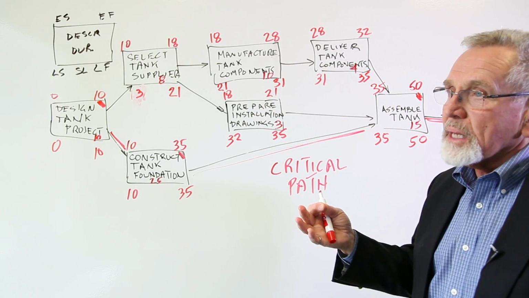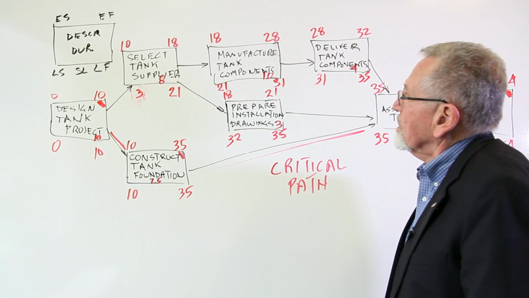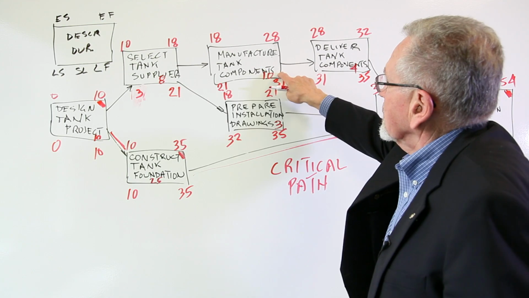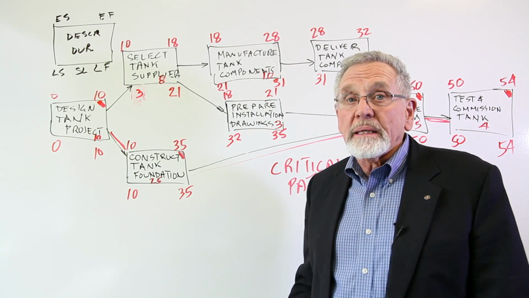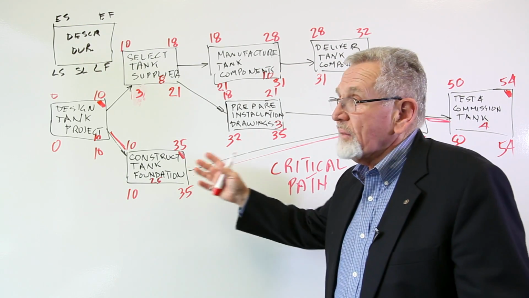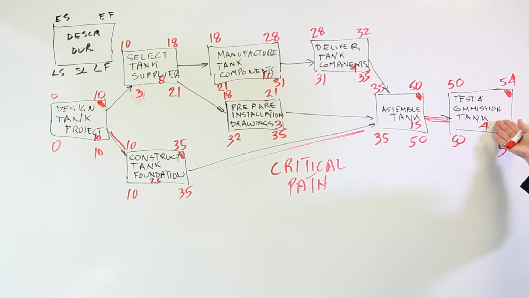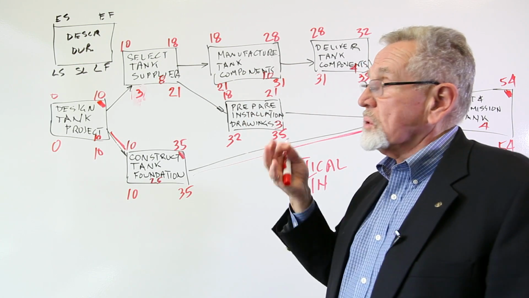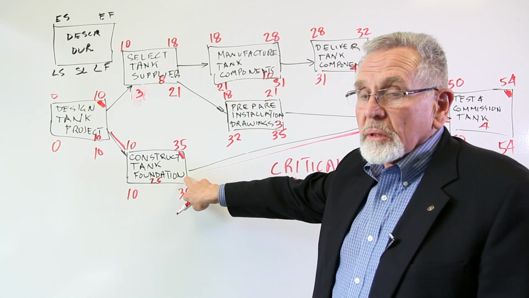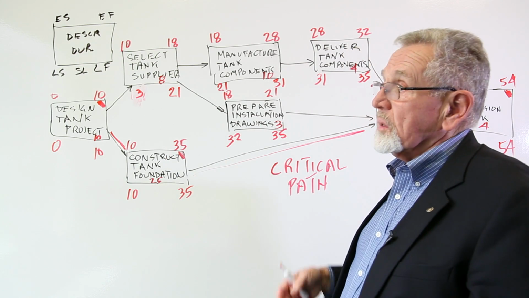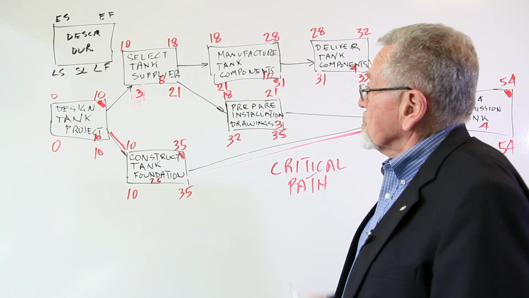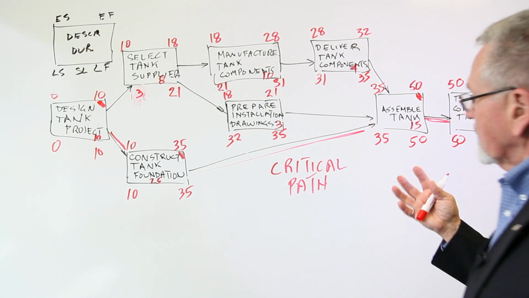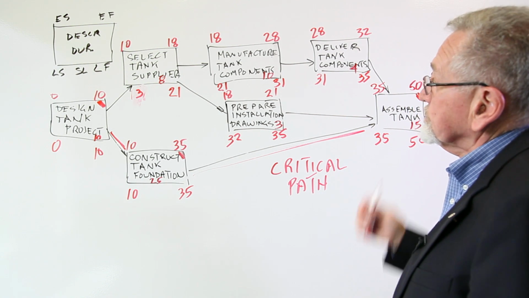If we want to take 2 days out of this project, then doing the manufacture part in 8 days instead of 10 will have absolutely no impact on the total project duration because it's not critical. If you want to take 2 days out, you better try to construct the foundation in 23 days instead of 25, for example. So that's the sense in which we identify this thing called the critical path.